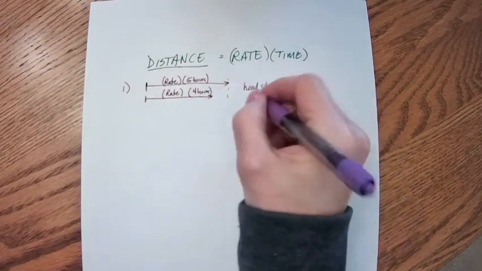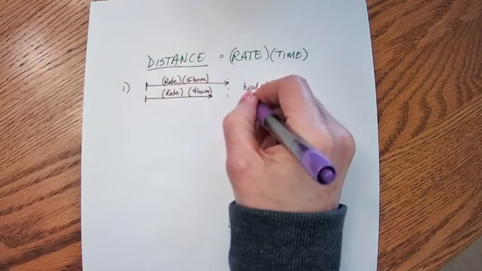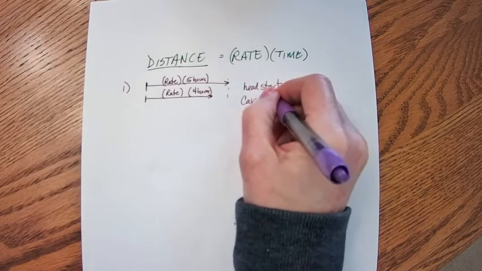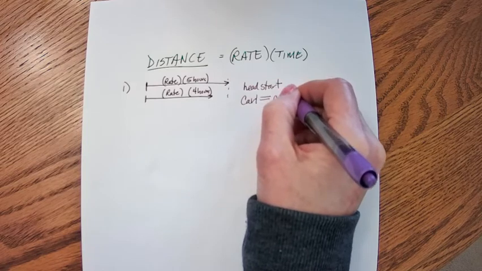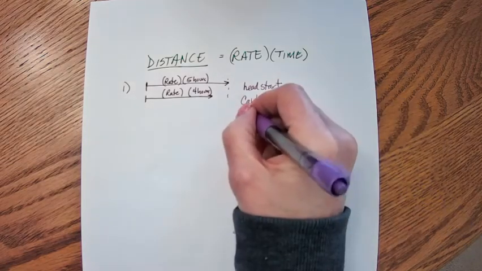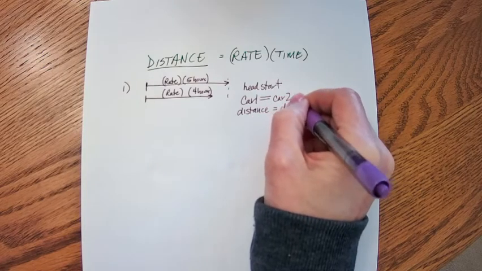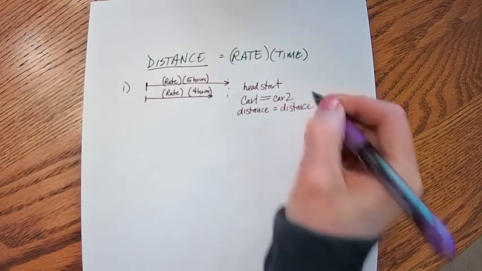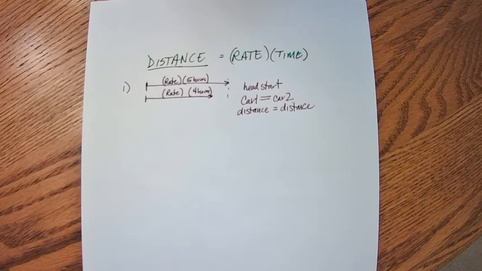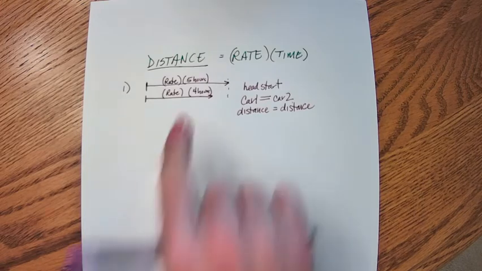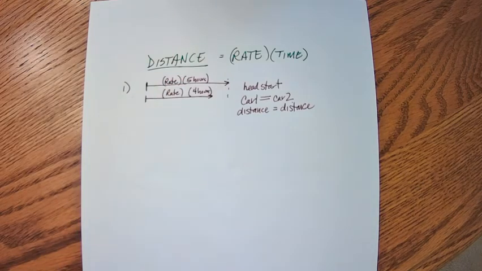When will they meet? When will the distance of car 1 equal the distance of car 2? When will the two distances equal each other? That's your first type of problem. They start at the same place, but one has a head start, and they are definitely traveling at different rates.